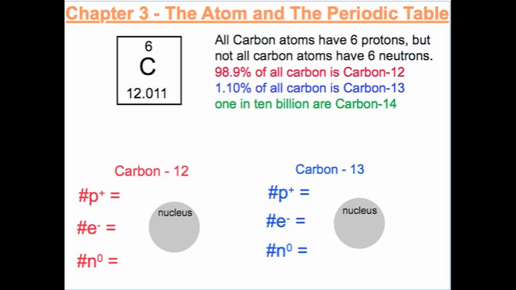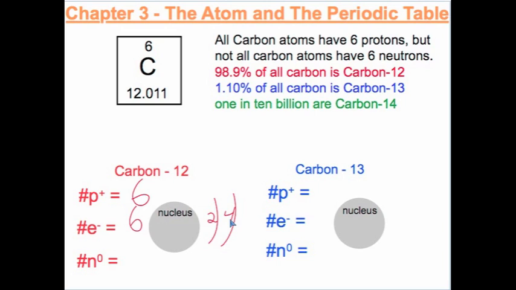Let's diagram carbon-12 and then compare it to carbon-13. All carbons, regardless of whether it's an atom or an isotope, they all have the same atomic number, which is 6. That atomic number is the number of protons. So carbon-12 has 6 protons. If it has 6 protons, to be neutral, it needs 6 electrons. And of those 6 electrons, 2 are in the first shell and 4 are in the second shell. It has 4 valence electrons.